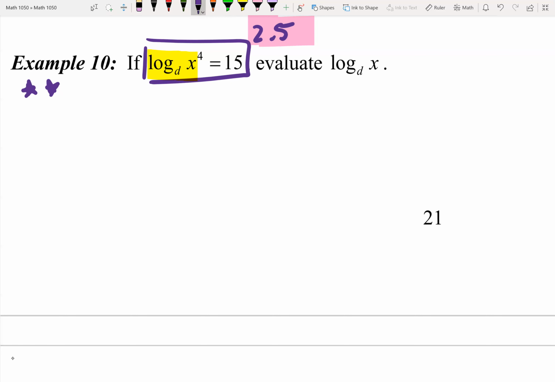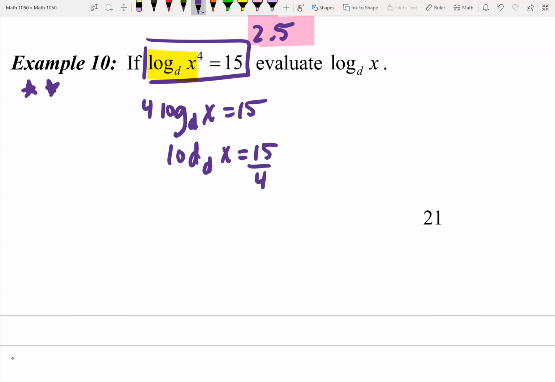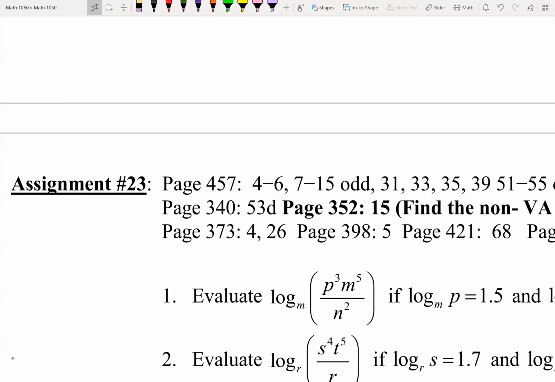Pull it down, right? So you have 4 times log base D of X is equal to 15. What do I do now? Now I divide by 4. So it's log base D of X is 15 over 4. Guess what? Done. That easy. Pull it down and divide. That's it. Okay, we're done.